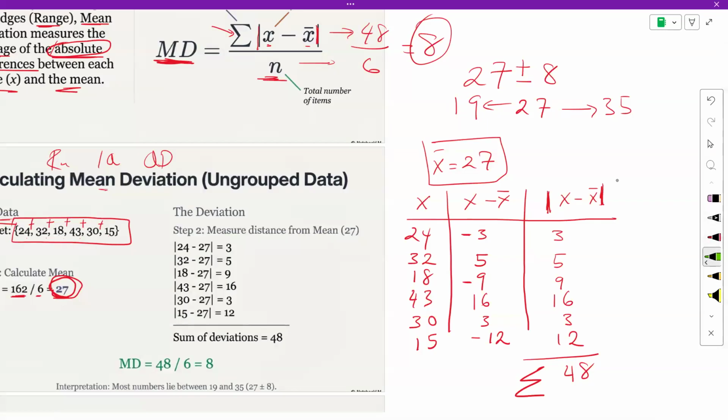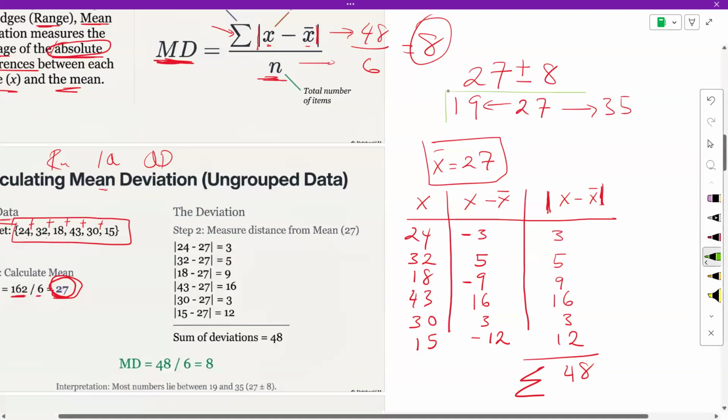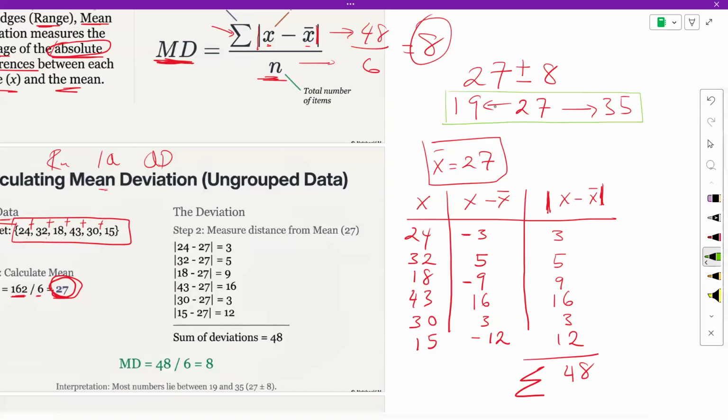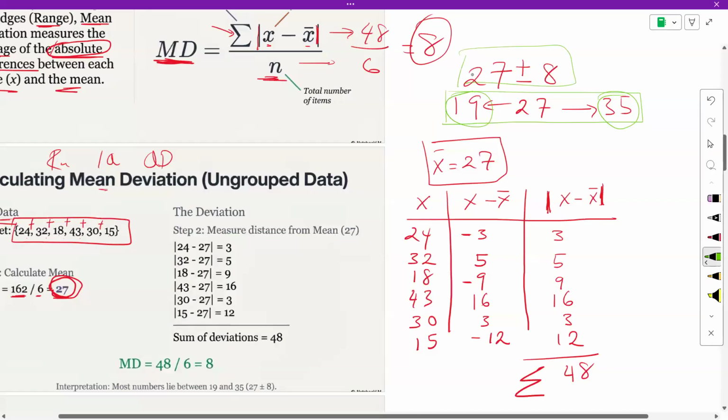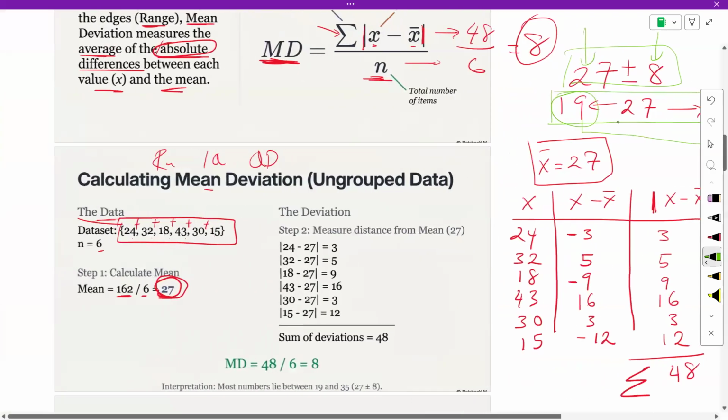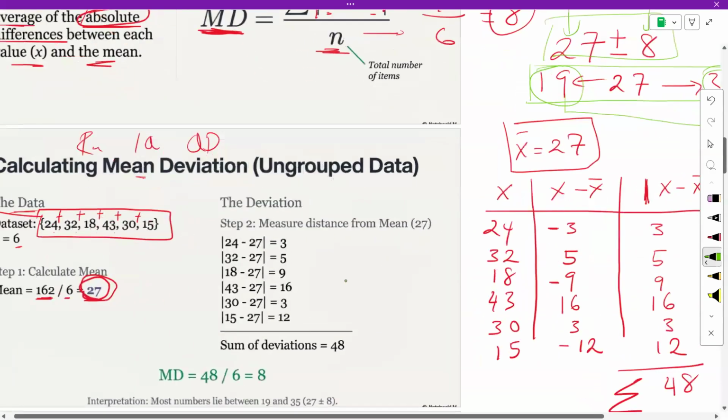Simply, the meaning of this is that most of the data points in the data set lie between 19 and 35. That is the meaning of this mean deviation. So this is the mean and this is the mean deviation. Based on this, we can conclude that most of the data lie between 19 and 35. Clear? Any questions?